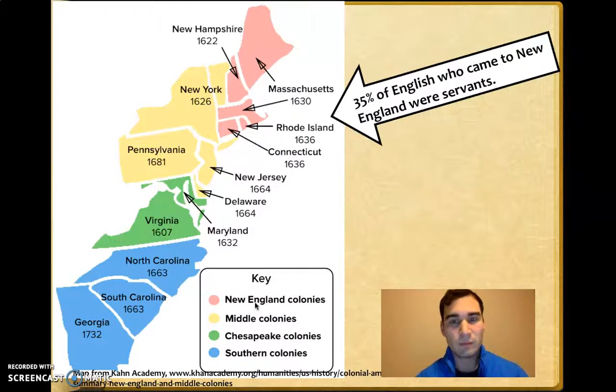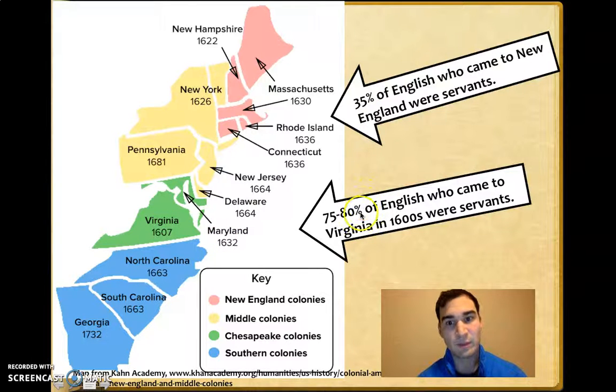Of the people who came, men and women, the British, also known as English, who came to the New England part of the colonies were servants. Only 35% of them were. However, when we moved down to the Virginia and Chesapeake colonies, 75% of the English men and women who came to Virginia in the 1600s were servants. We can start to see a change.